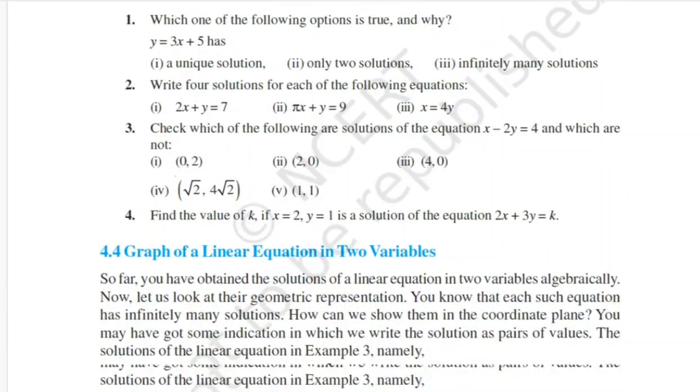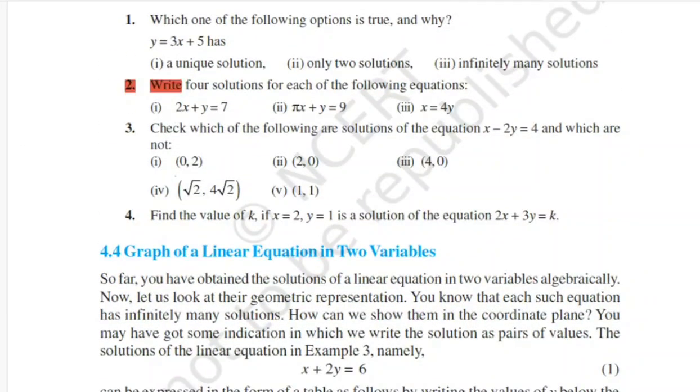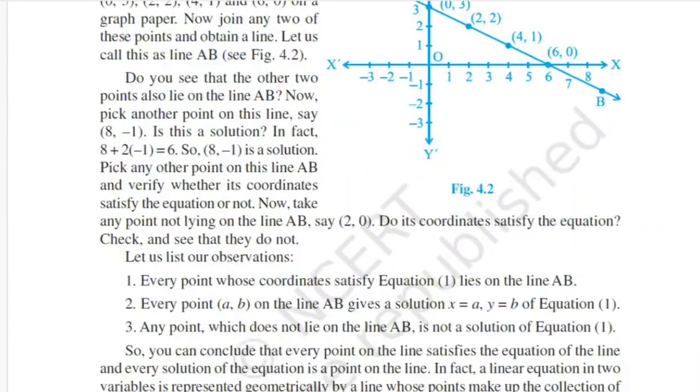So these are very important. From exercise 4.2 you see question number 2, you can go through. Question number 3 also you can check. Question number 4 is important: find the value of k. Whenever you get find the value of k, such questions are very important for the exam. Go all through these questions.